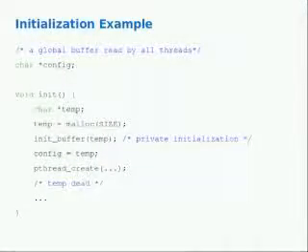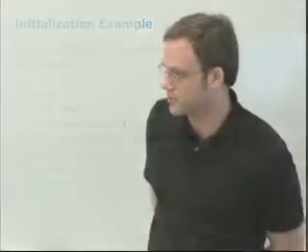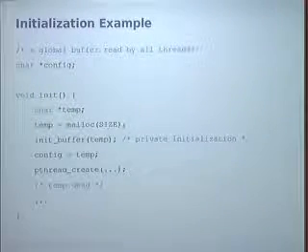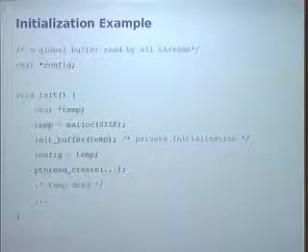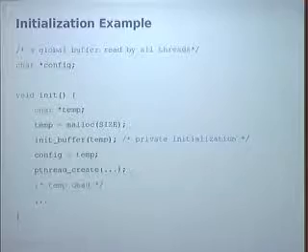So now I'll give an example of the initialization case I just mentioned. Here we have a program that has a global variable config, and it's a buffer that's going to be read-only for all the threads. And we have a function called init, in which we allocate a buffer, initialize it privately to the thread, and then write the result into the global variable, and then start a bunch of threads that are going to share it.